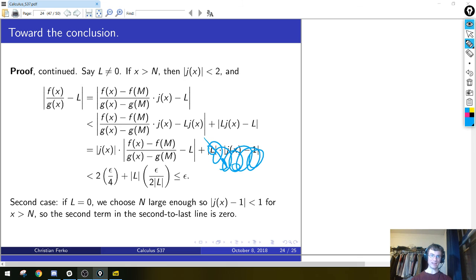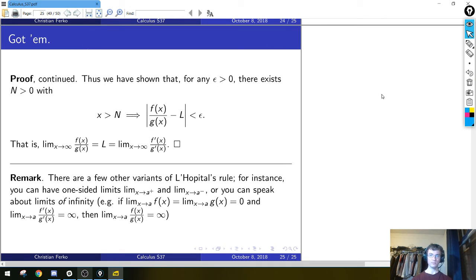So then in that case, this term goes away, and we get 2 times epsilon over 4, which is less than epsilon over 2, which is certainly less than epsilon. So alright, the ugly dude has been defeated. The proof goes through when L equals 0 as well. So that's it. With all the pain, we've actually proven it.